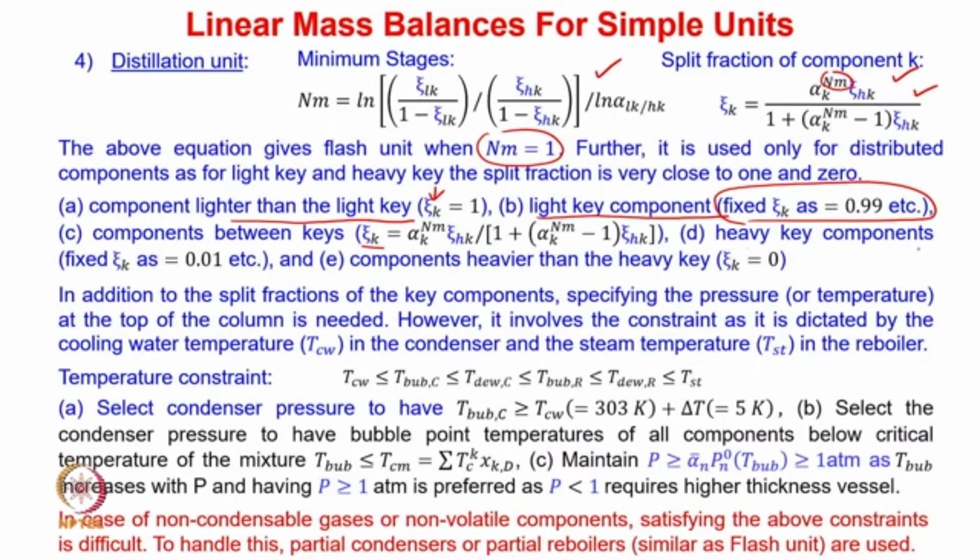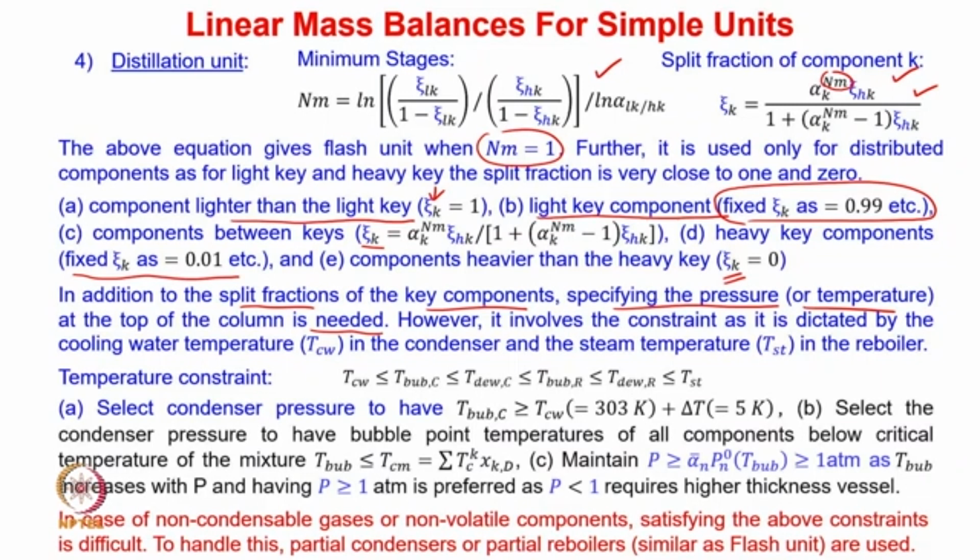And then for a heavy key component, again we specify the value of zeta Hk. Typically the value used is 0.01. And for all components heavier than the heavy key component, the split fraction is equal to 0. Okay, so with this, our calculations are going to become immensely simplified. In addition to the split fractions of the key components, specifying the pressure or temperature at the top of the column is needed.